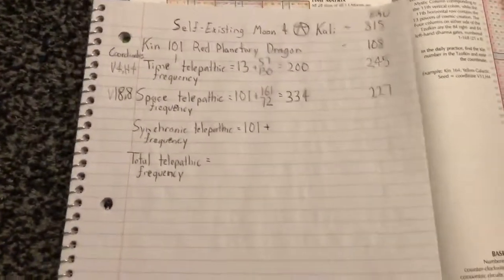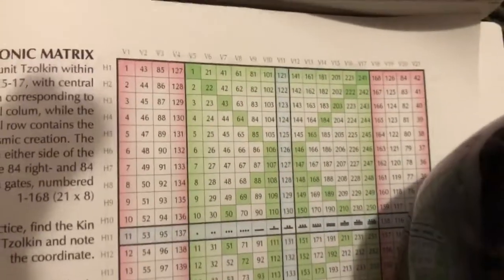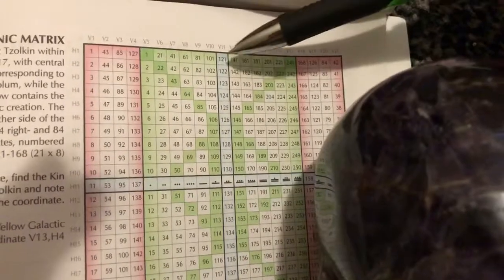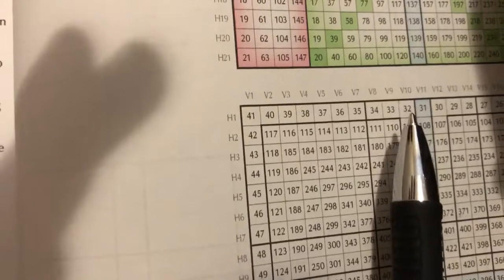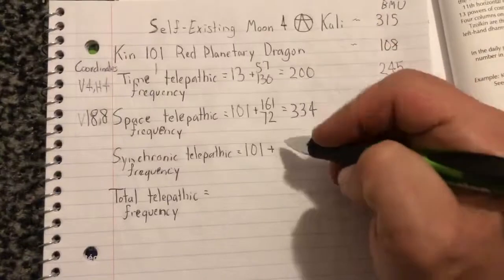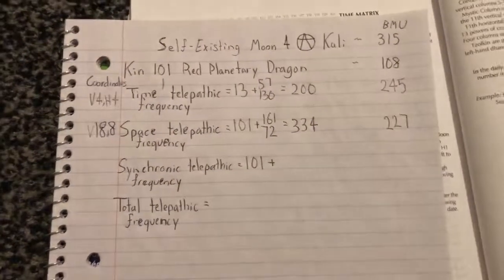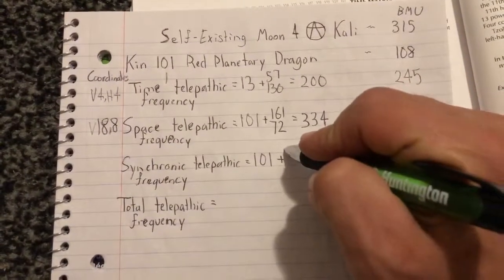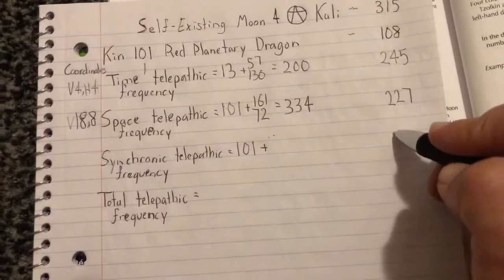And then we have the synchronic telepathic frequency, which we find by the BMU for 101 on here, which is at the top. 101 is BMU 32 on the home on the 441 matrix. Yeah, so BMU 32.